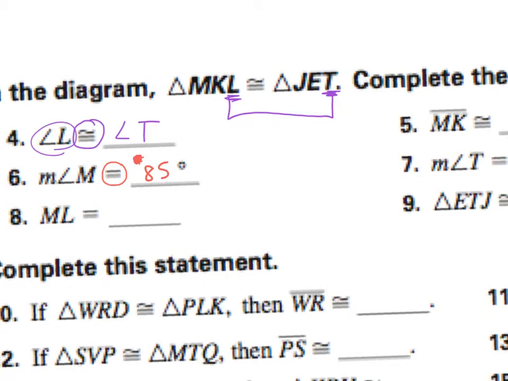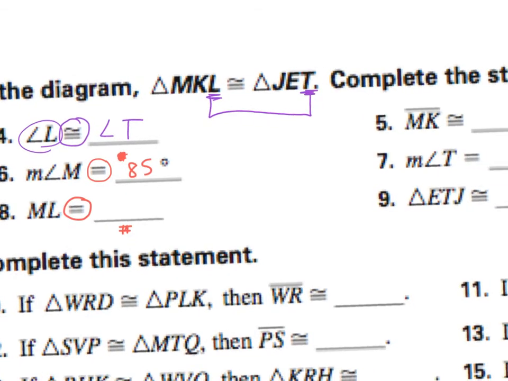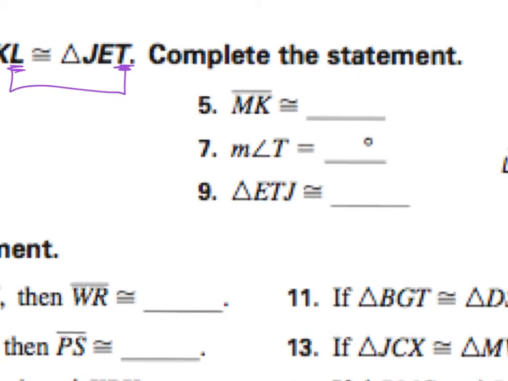All right, just to show you, this one right here says equals, so you're going to write a number over here. How long is ML? However, this is a congruence, so you're going to mark a segment. This is a congruent, so you need to mark a triangle here. Take a few moments to complete those.